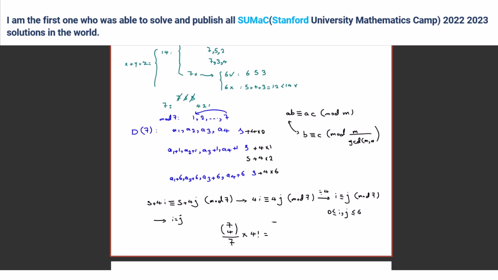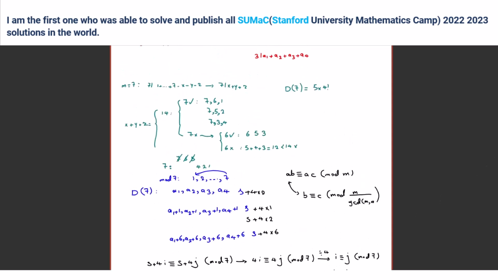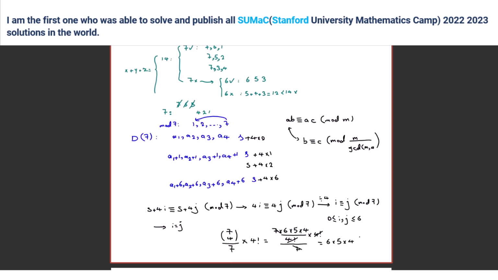So if we simplify, let's write 7 times 6 times 5 times 4 over 4 factorial, times 4 factorial over 7, right? We can cancel 4 factorial and 4 factorial, 7 and 7. So it will be 6 times 5 times 4, okay? Now let's check it with our answer here. 5 times 4 factorial, it is exactly the same because 4 times 6 is 5 times 4 factorial, right?